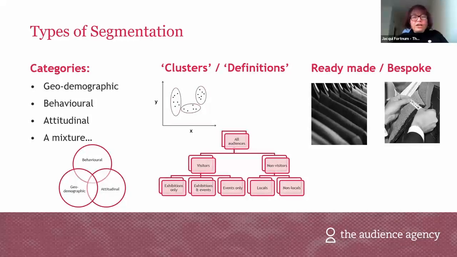And you can also define the segments in different ways as well. So you can cluster people by the things that they have in common, or you can define them in a particular way. So in the model here, you can see that you can take all of your audiences and you can immediately divide those into the people who visit you and the people who don't visit you. So your current and your potential audiences, and then you can break those down again. So within your visitors, you might have people who just come and see your exhibitions, you might have people who just come along to events, and you might have people who do both. And in your non-visitors, you might have local people who don't visit you, and you might have non-local people who don't visit you. So there's lots of different ways of dividing people. And in thinking about how to use a segmentation, the important thing is to identify what is going to be useful for you.